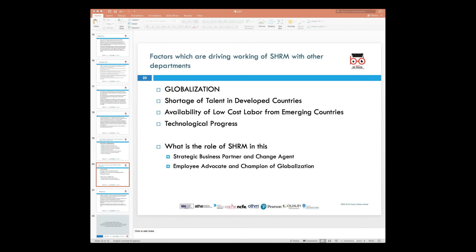So their role in terms of working with other departments is quite critical, and this is what we get to see when organizations are looking at having increasingly global operations. They are moving operations from developed countries to developing countries because of the cheaper cost available. Sometimes it is to do with the shortage of talent or manpower in a specific area, because of which HR has to employ people from abroad to bring that talent in to bridge that vacancy.